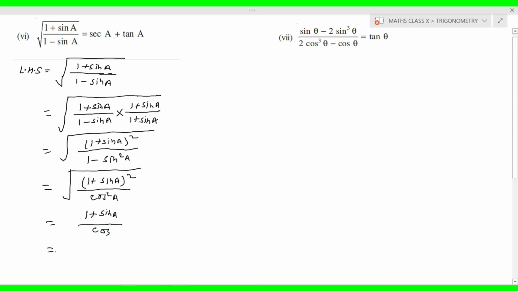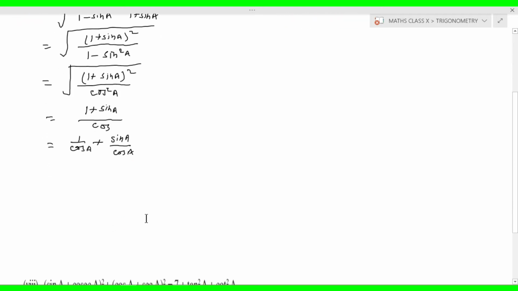Now keep the steps separately: 1 by cos A plus sin A by cos A. And I hope you have the identity in your mind that cos is the reciprocal of sec. So 1 by cos A will give you sec A, plus sin A by cos A will give you tan A, and this is your RHS, hence proved.